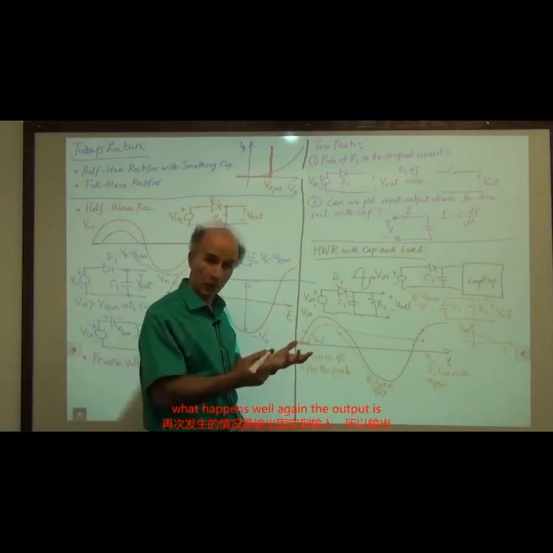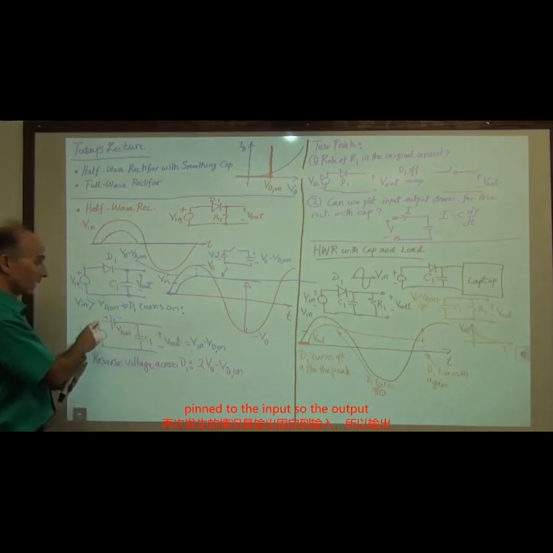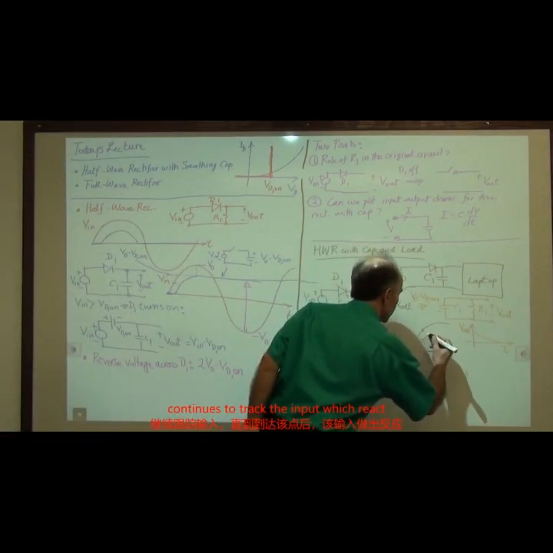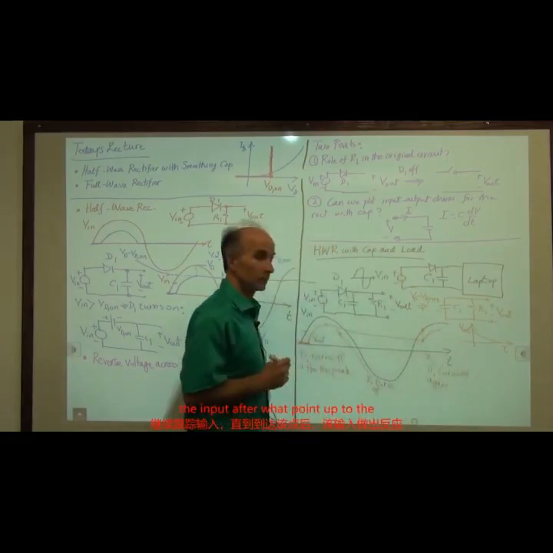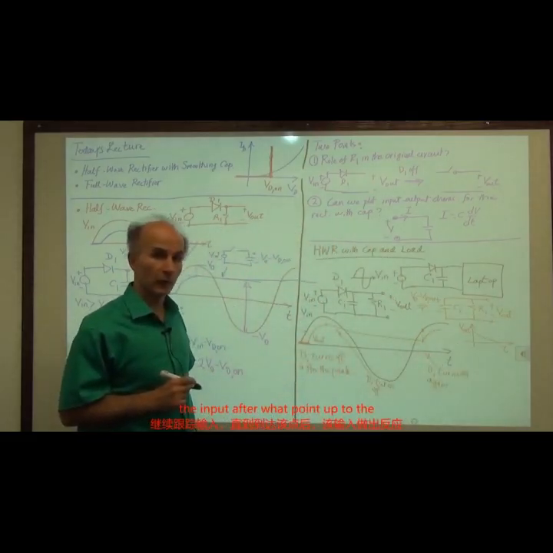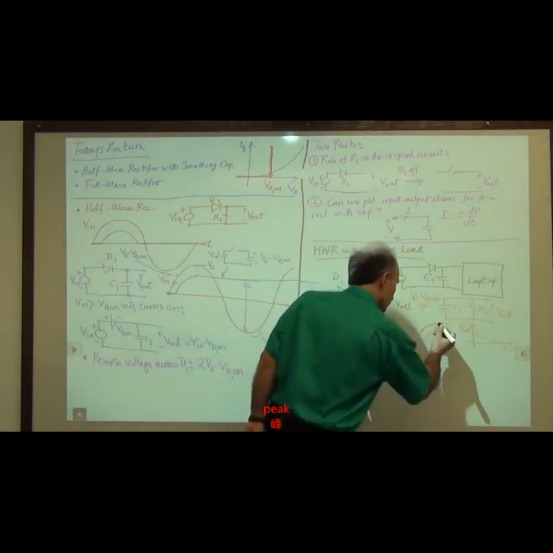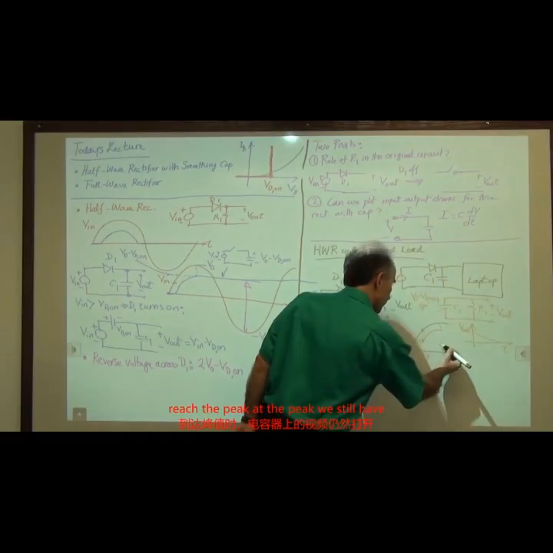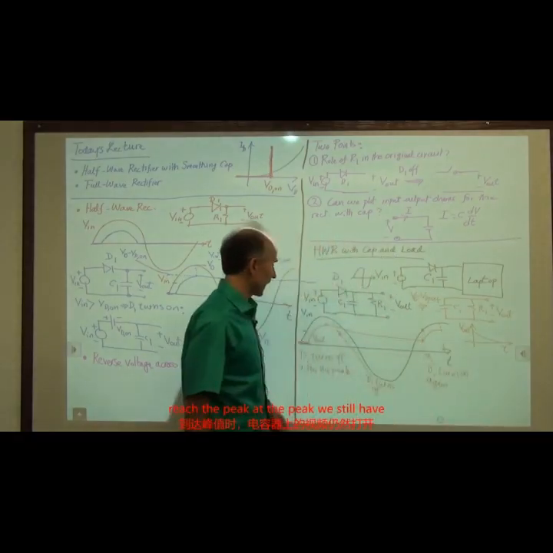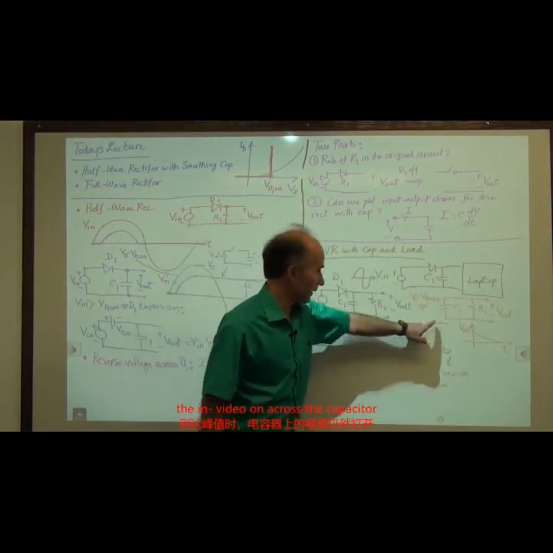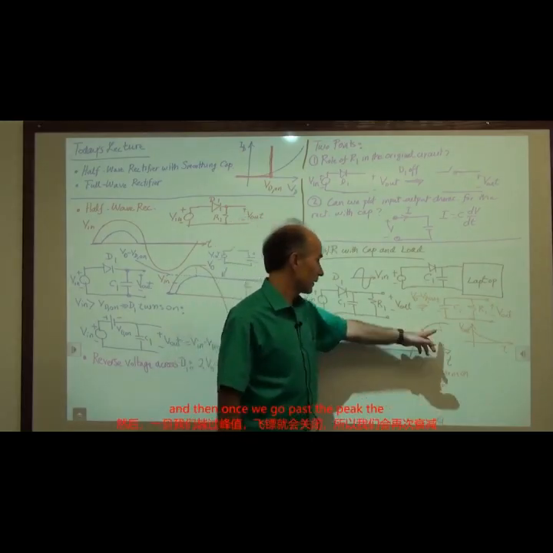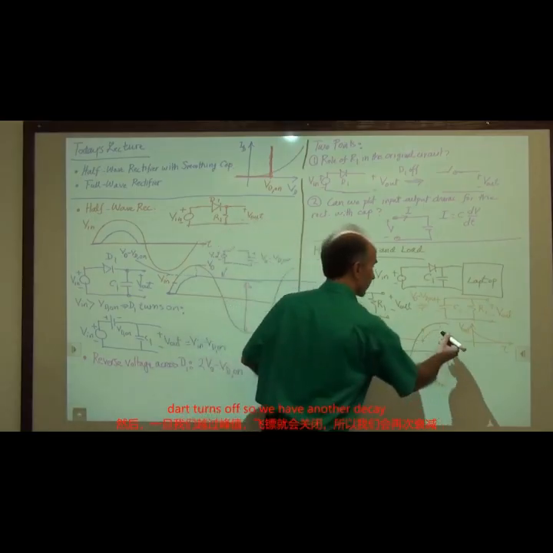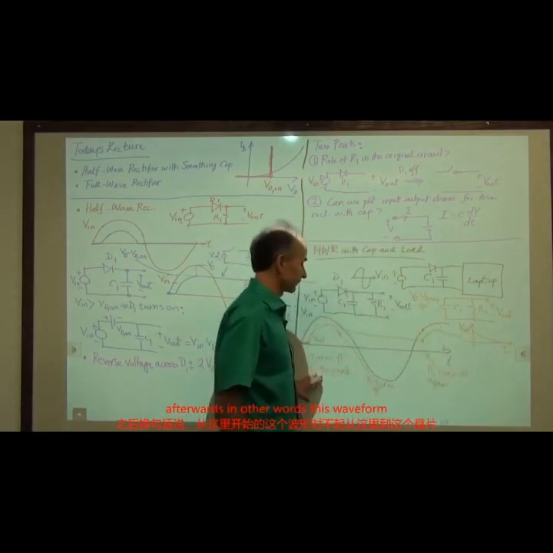So now what happens? Well, again, the output is pinned to the input. So the output continues to track the input. Up to what point? Up to the peak. We reach the peak. At the peak, we still have V in minus VD on across the capacitor. And then once we go past the peak, the diode turns off. So we have another decay afterwards.